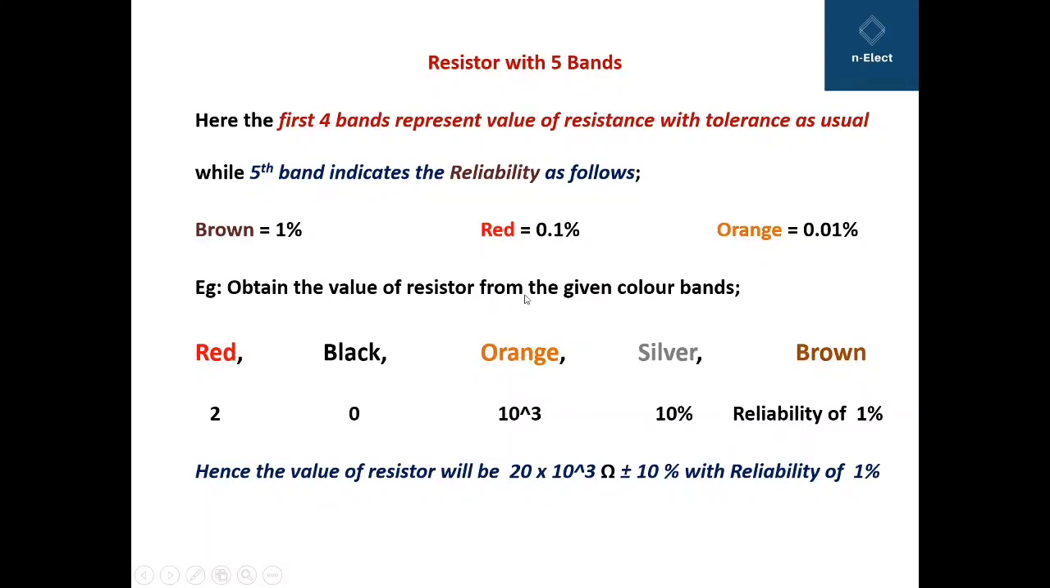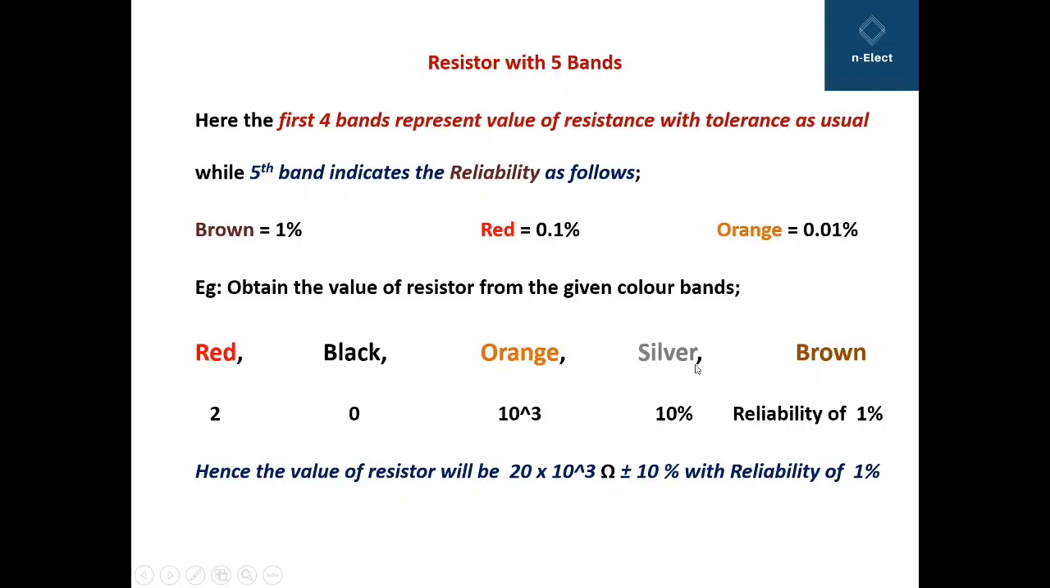Obtain the value of resistor from the given color bands. Now here 5 color bands are given: red, black, orange, silver and brown. Since it's a 5 color band, naturally reliability will be there, right? So first 3 bands we will see first. So first is red. For red the equivalent digit is 2. For black the equivalent digit is 0. For orange 10 raised to power. Since the third band is not golden or silver, therefore this resistor is not under 10 ohm, but this resistor is having value more than 10 ohm. So for orange 10 raised to power we will have to take, so 10 raised to power 3. For orange it is 3.